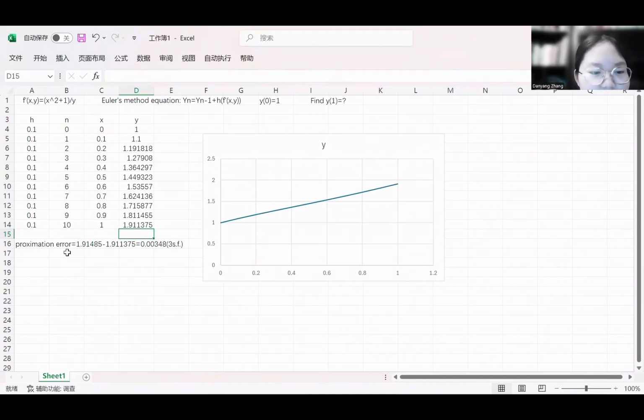And my approximation error: I used the ODE method to calculate the actual value. The actual error is 1.91485 minus this value I get from the Euler method, which gives an approximation error of 0.0348.